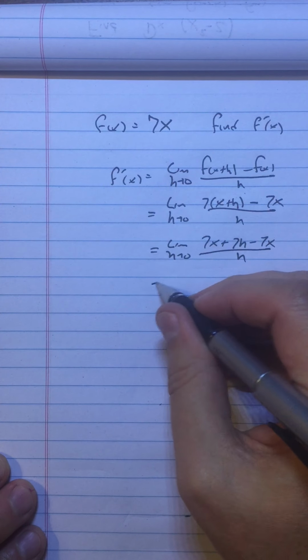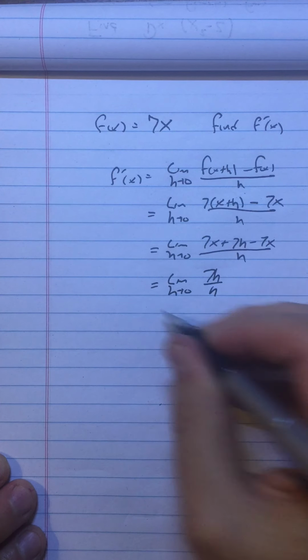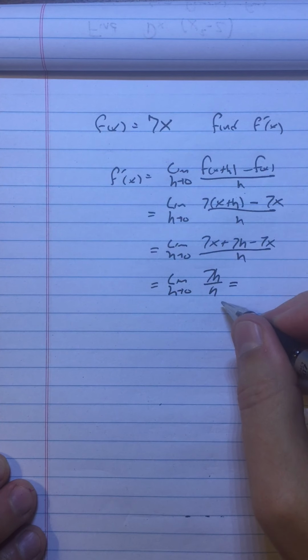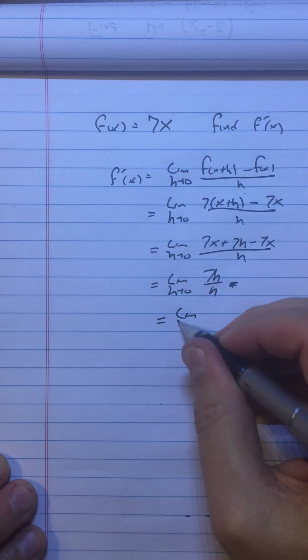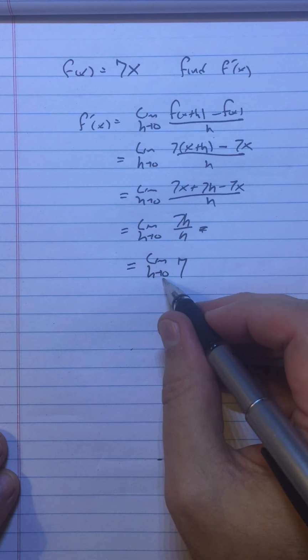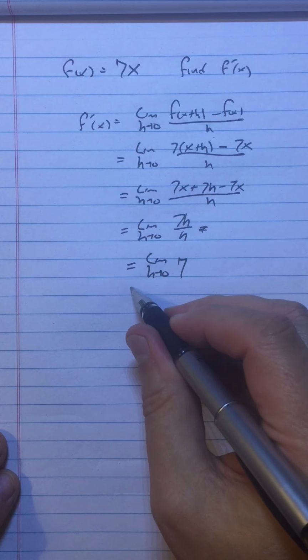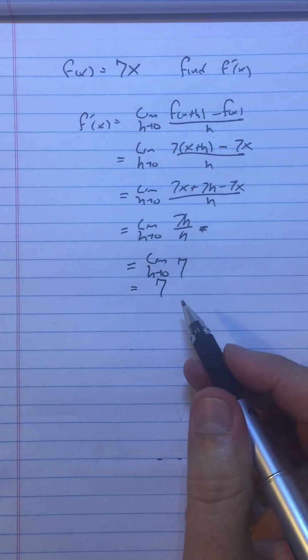As always, the x terms are going to cancel out. Limit as h approaches 0 of 7h over h. I can reduce it in the limit because h is not 0. So that equals the limit as h approaches 0 of 7. Now, can I evaluate it by substitution? Yes. Substitute 0 for h, and I get 7. So now the derivative is 7.